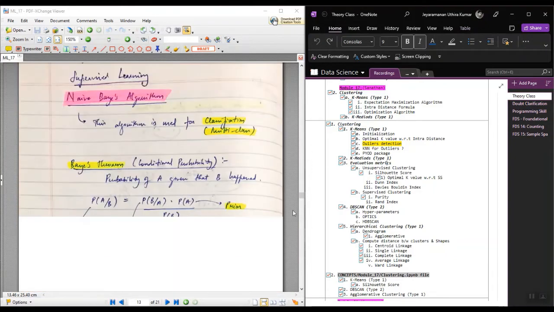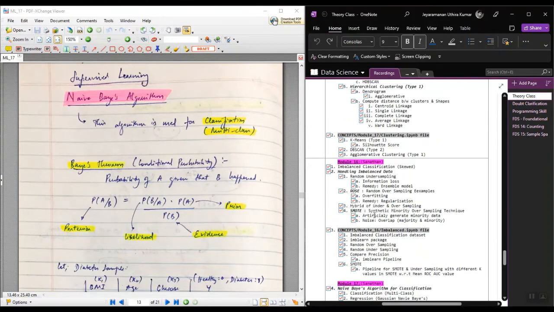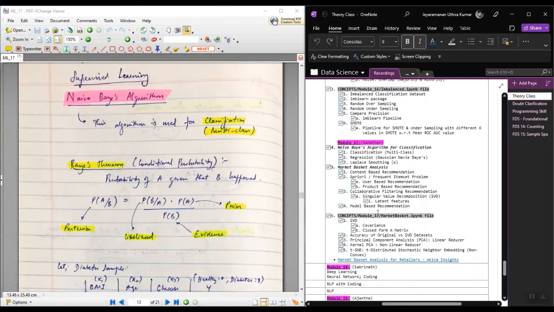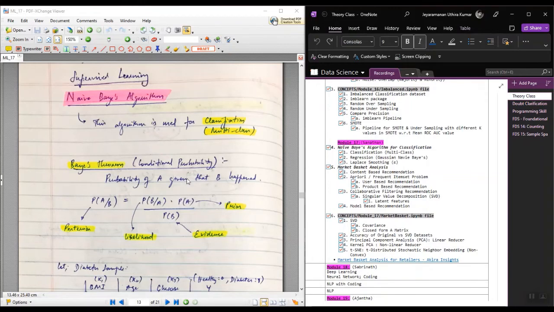Okay, so now we will discuss one of the supervised learning algorithms, which is called the Naïve Bayes algorithm. It is famously used when we have high-dimensional data sets, especially for classifying text data. So we will learn about this Naïve Bayes algorithm. This algorithm is used for classification, especially for multi-class problems.